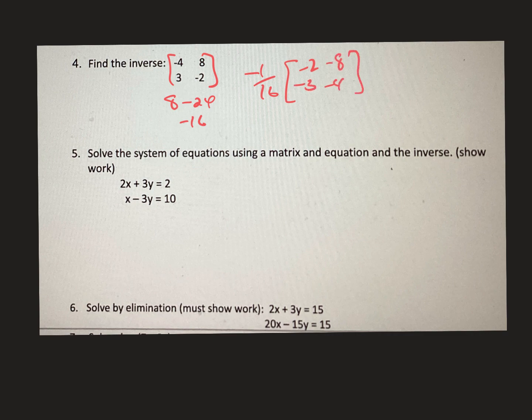Then I'm just going to distribute that negative 1/16. Negative 2 times negative 1/16 is positive 1/8. Negative 8 times negative 1/16 is 1/2. It's going to be positive 3/16, and then it's going to be positive 4/16, which is really just 1/4.